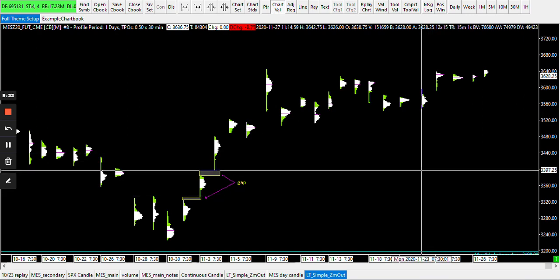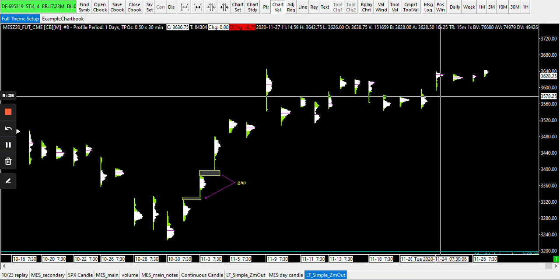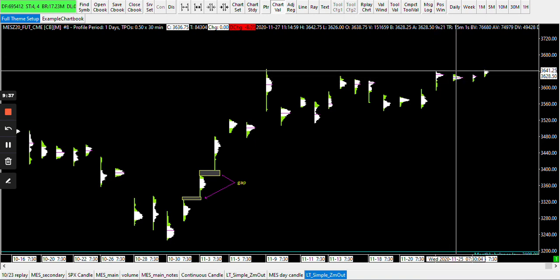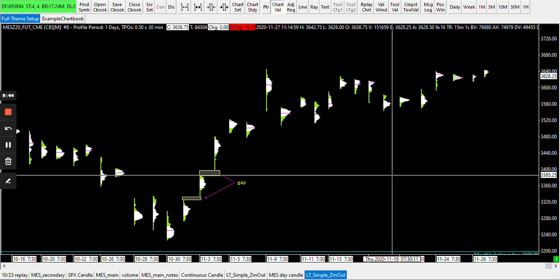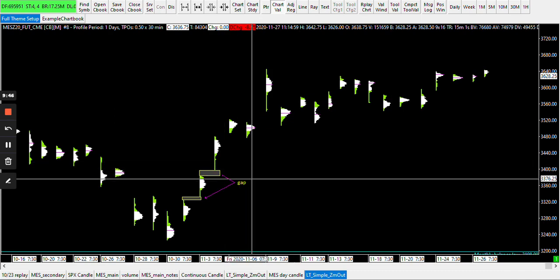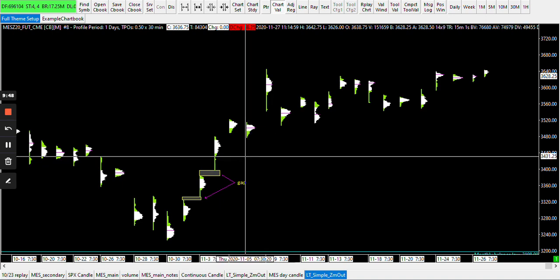At this point, 3,400 is one of the gaps below, and we're well into the 3,600s at this point. So, it's going to take quite a move down to fill some of those gaps, but at least in the near term, these things are going to be worth carrying forward from day to day.